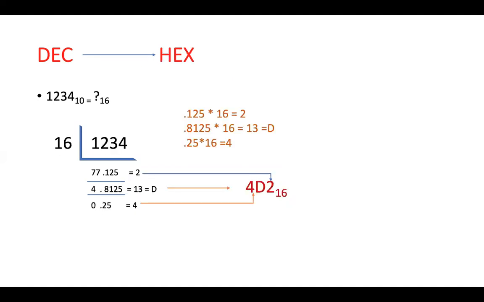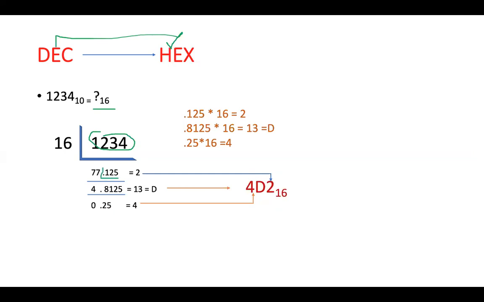Let's take now another example. So now we want to change from decimal to hexadecimal. And in hexadecimal, we are going to divide, of course, by 16. So let's take this number. When we divide this number by 16, it will give us the complete number, 77.125.